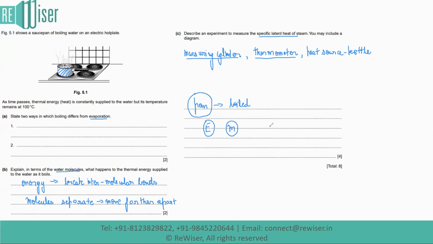We know that specific latent heat is given by the formula energy consumed divided by mass. By using this relation, we can find out the specific latent heat of either fusion or specific latent heat of either evaporation or condensation for steam.